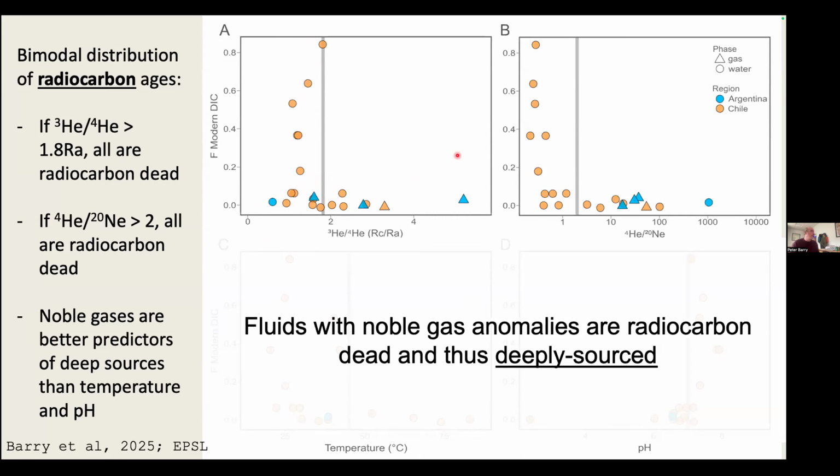When you look at the same thing of radiocarbon here versus the helium to neon ratio, the relationship's even more stark. We see this cutoff around 2, and everything above 2 for the 4He/20Ne ratio is radiocarbon dead. So it's indicating to me that any sample anywhere that we go in the world, there's a strong likelihood that if I've measured a helium to neon anomaly above 2, that's indicating a deep fluid. Those are not related to a surface signal in any way, shape, or form.